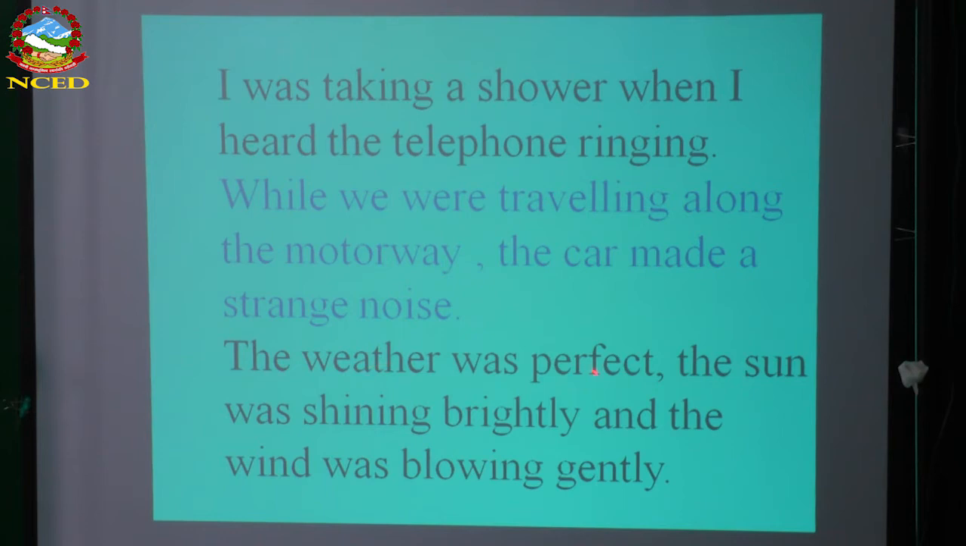The weather was perfect. The sun was shining brightly and the wind was blowing gently. The first is past simple, and the sun was shining brightly describes background events. So, background activities are described: the sun was shining and the wind was blowing.